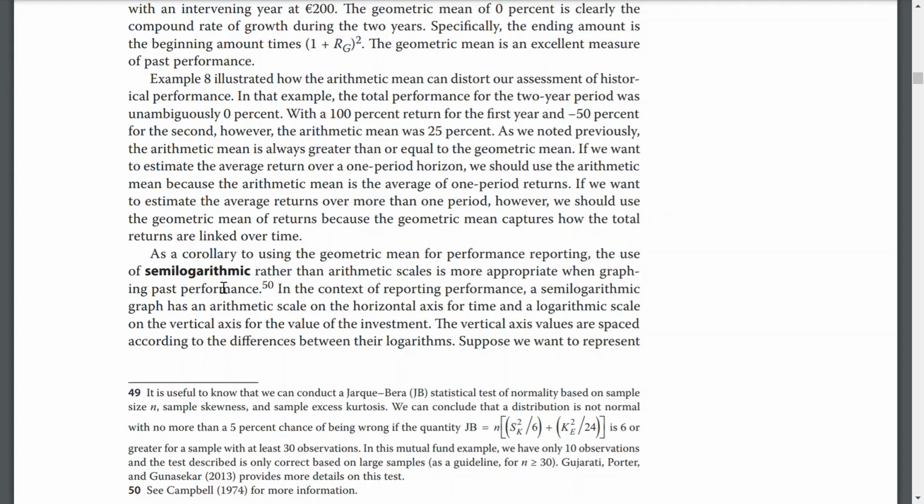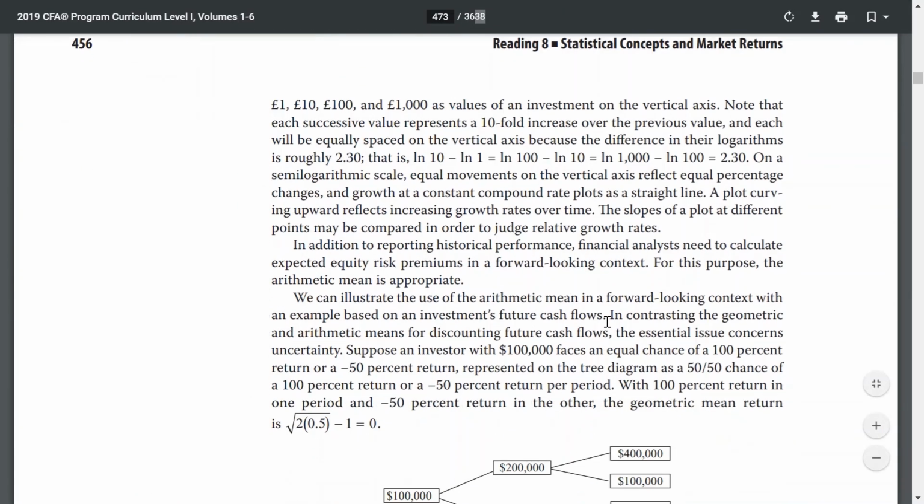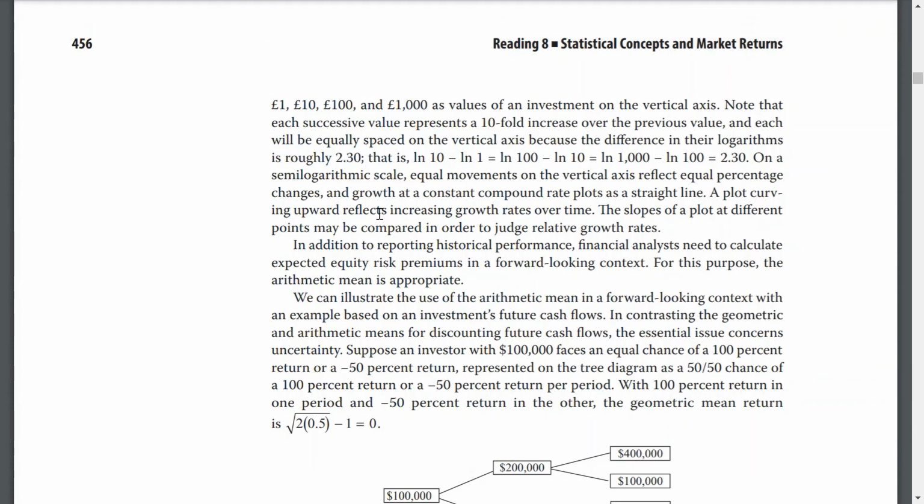Suppose we want to represent 1 pound, 10 pounds, 100 pounds, and 1,000 pounds as values of an investment on the vertical axis. Note that each successive value represents a 10-fold increase over the previous value, and each will be equally spaced on the vertical axis because the difference in the logarithms is roughly 2.3. That is, ln 10 minus ln 1 equals ln 100 minus ln 10 equals ln 1000 minus ln 10, which equals 2.3. On a semi-logarithmic scale, equal movements on the vertical axis represent equal percentage changes.